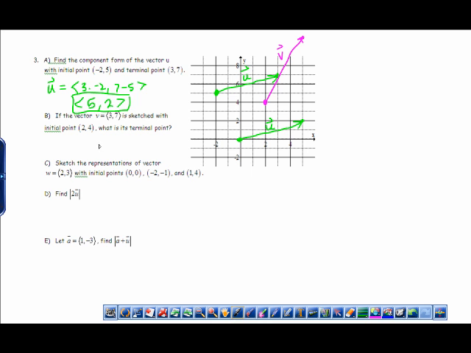What would be the terminal point? Okay, if I added 3, that would give me 5. And if I added 7, that would give you 11. This is, and I'm putting this in parentheses because it's a point. This is the terminal point.